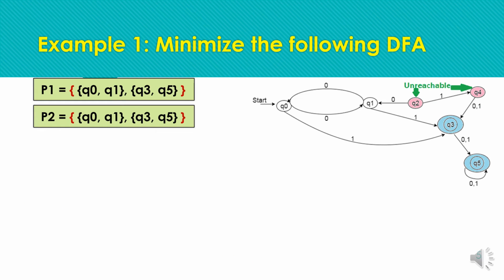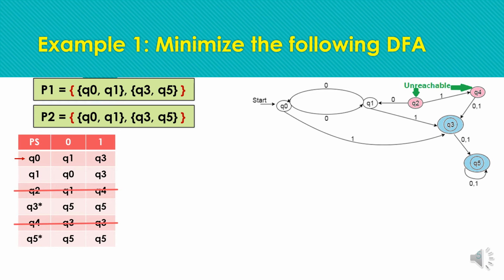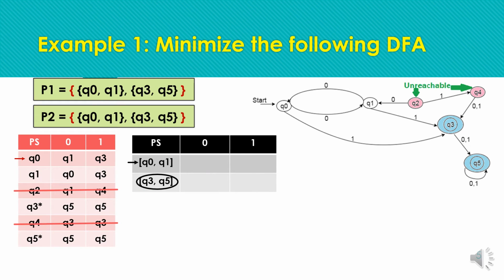Now let's construct the transition table for the same. So now the process is very easy. We just need to follow the process carefully while creating the partitions. So now this was the DFA's table. Now we have to construct the minimized DFA transition table, and for that two states are identified: the first state is Q0 Q1 and the second state is Q3 Q5.